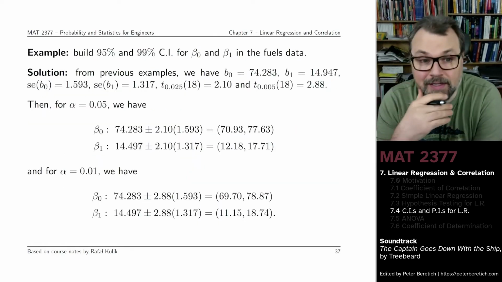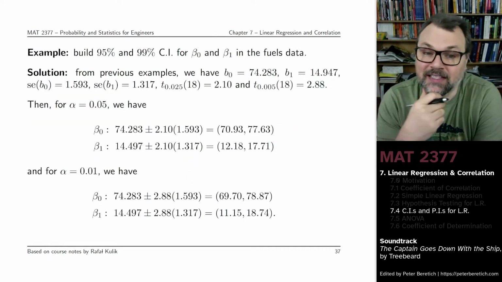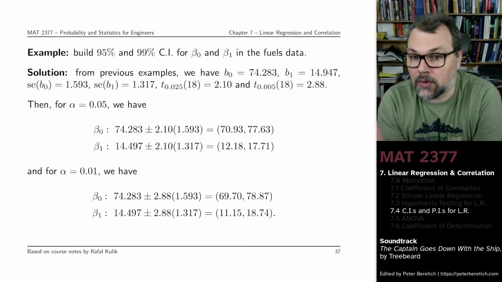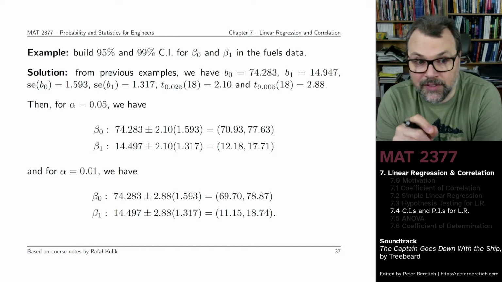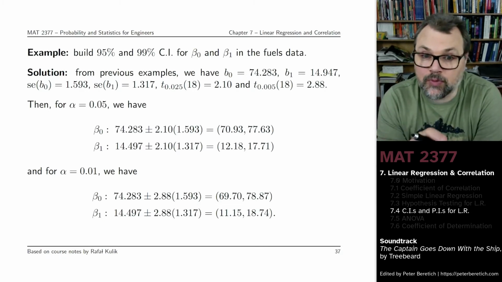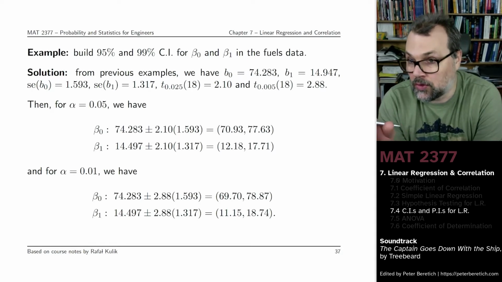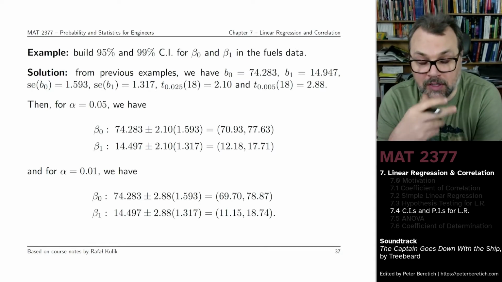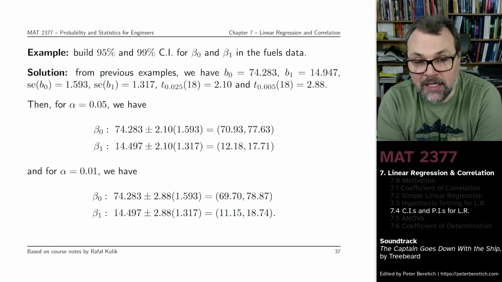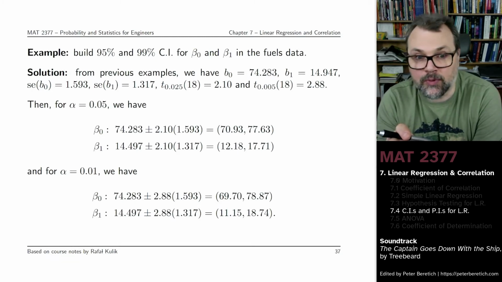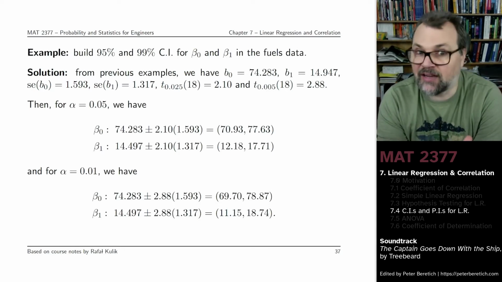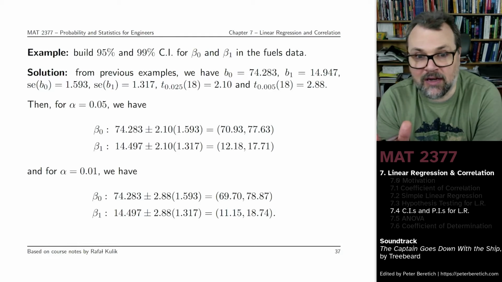If we use the fuels data set again, build 95% and 99% confidence intervals, both for the slope and for the intercept. So we need B0, B1, the standard error for B0, the standard error for B1, the critical value of the Student t-distribution with 18 degrees of freedom, 2 fewer than the number of observations, which was 20, at the confidence level alpha divided by 2, which would be either 2.5% or 0.5%, depending on whether we're working with the 95% confidence intervals or the 99% confidence intervals.